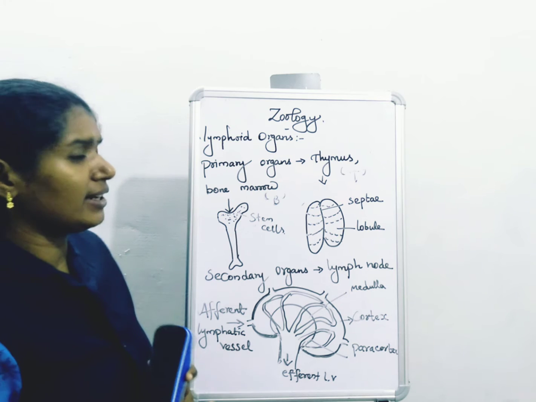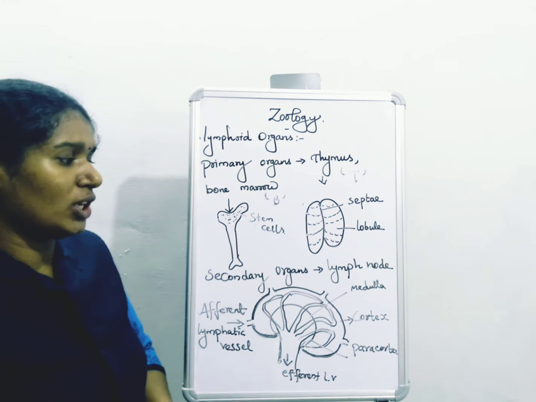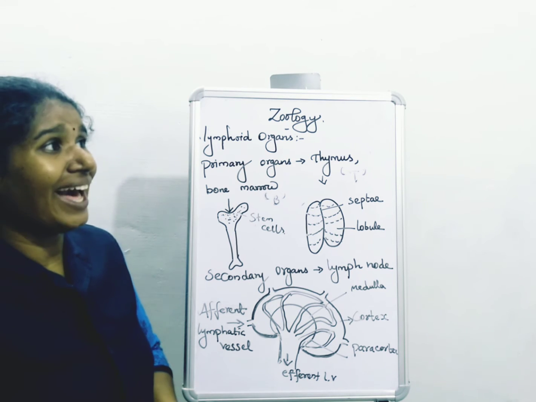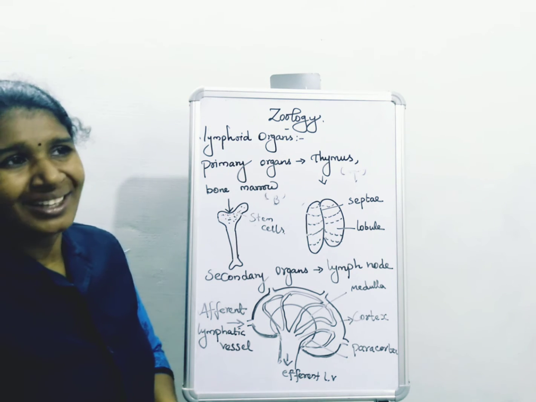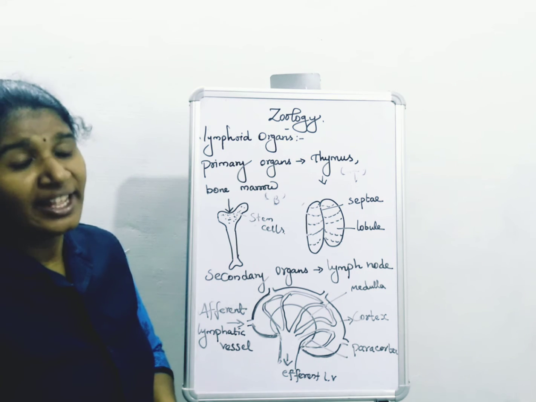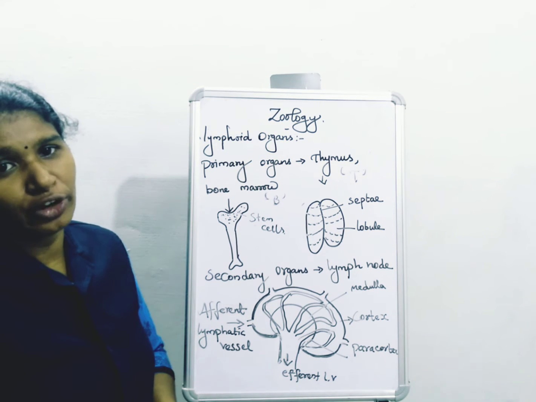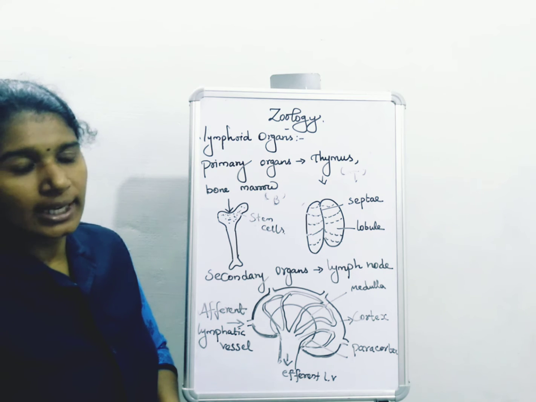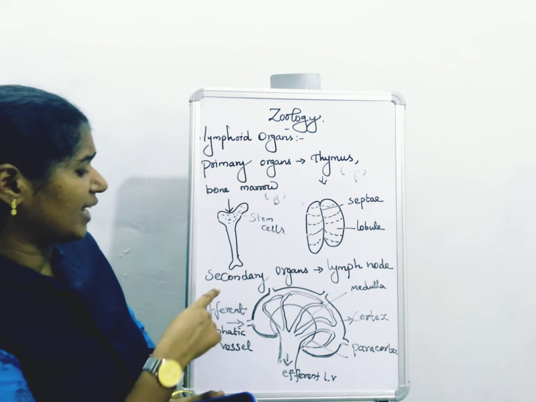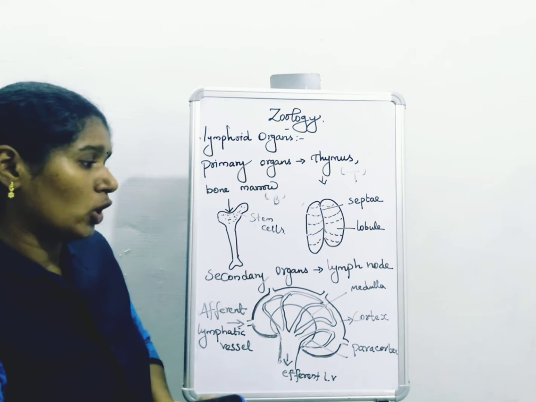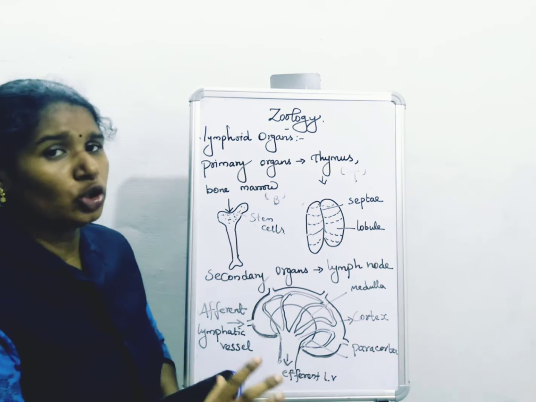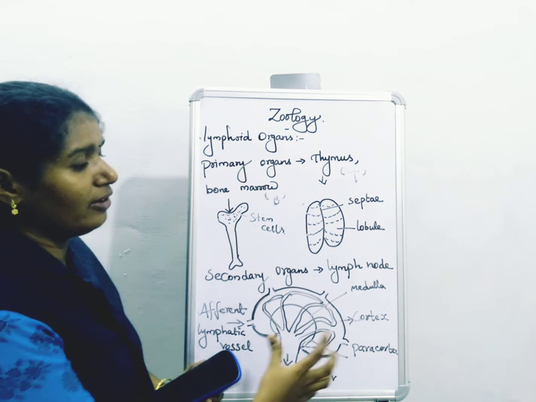And the next one, secondary lymphoid organs. Here we can call it a lymph node. And not only lymph node, there is also GALT, gut associated lymphoid tissue, and MALT, mucosa associated lymphoid tissue, intestinal associated lymphoid organs, appendix, Peyer's patches. All of these we can call secondary lymphoid organs. The first one is the lymph node, and here I am going to explain only one topic, the lymph node.